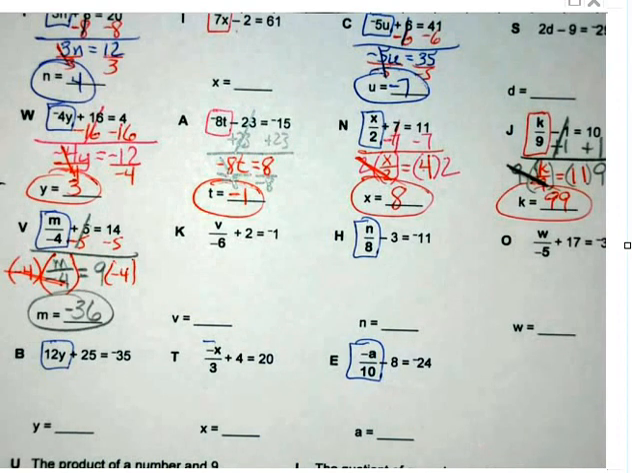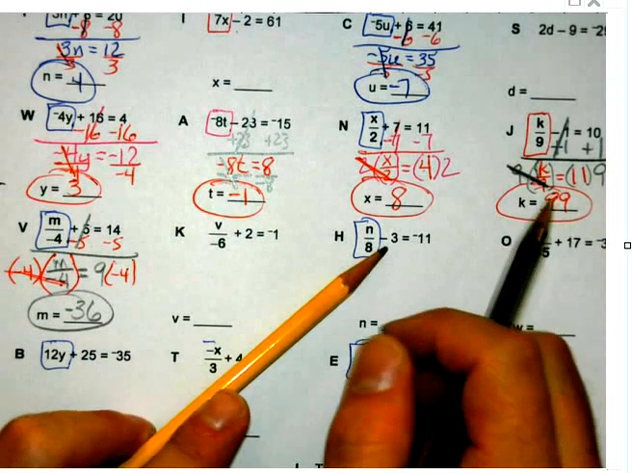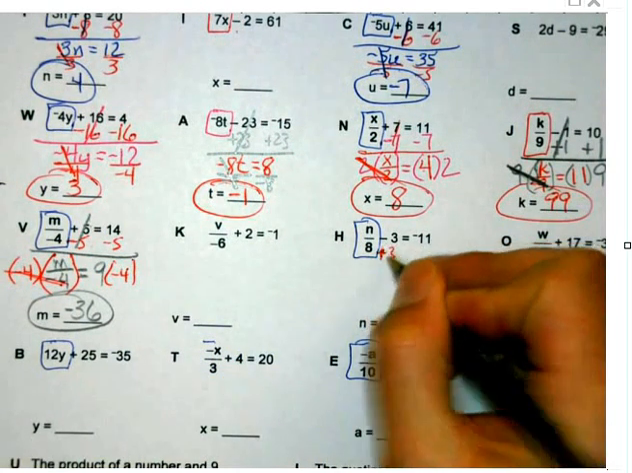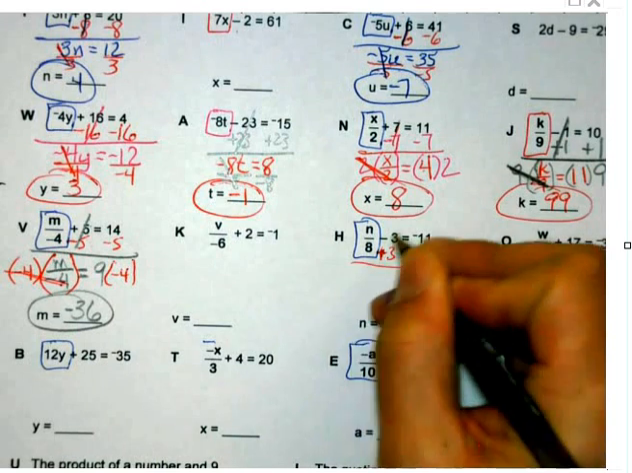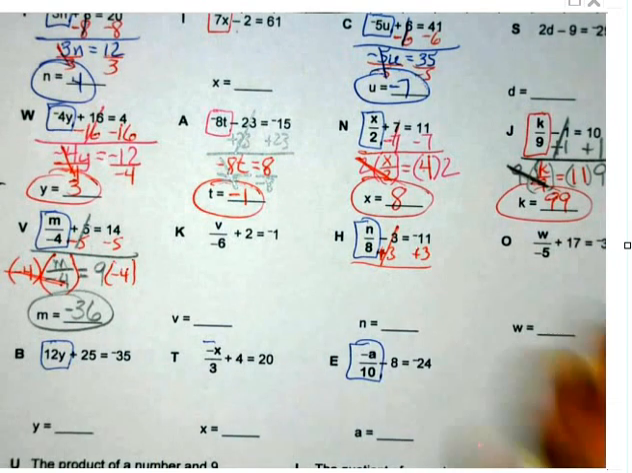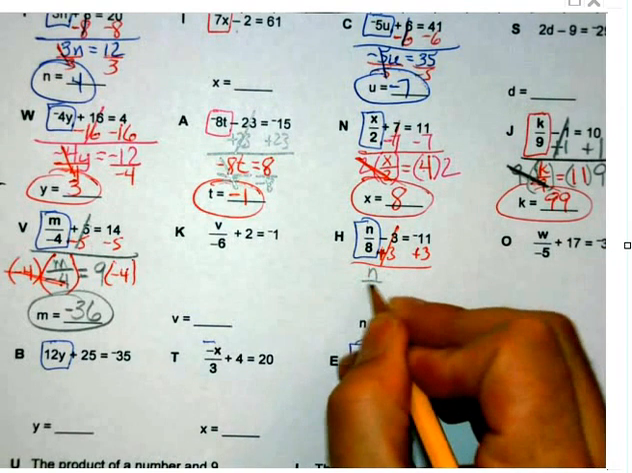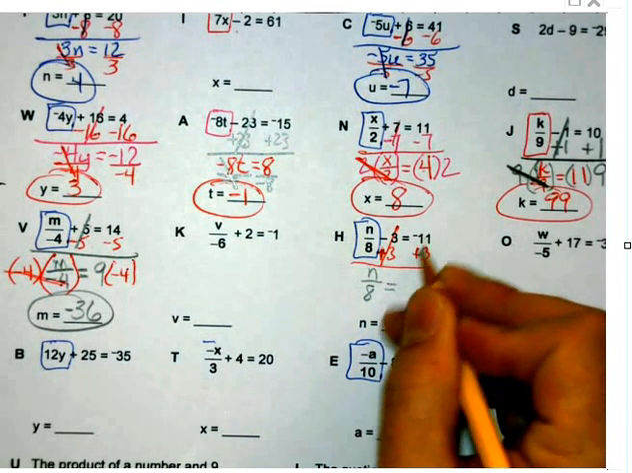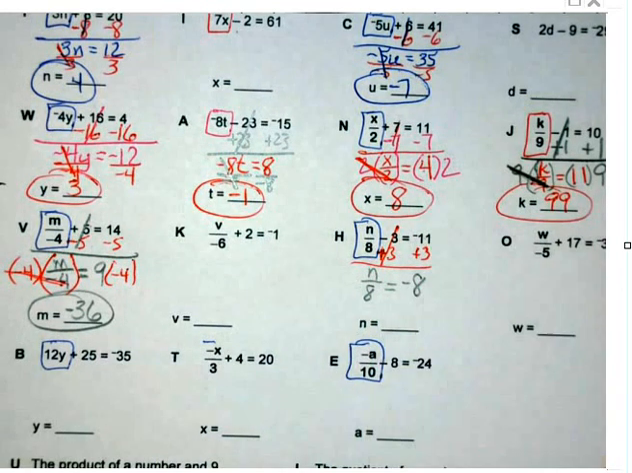It's going to be the same on these. So, for instance, the same deal working here on the next one. How do I get the minus 3 out of here? Plus 3. So that leaves me with n divided by 8. Negative 11 plus 3 is negative 8.